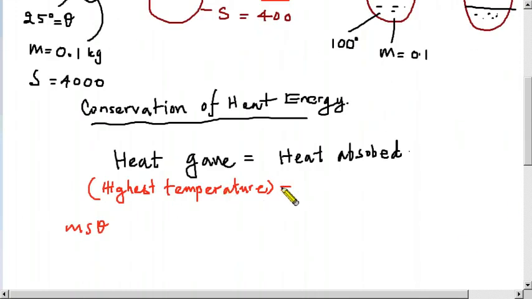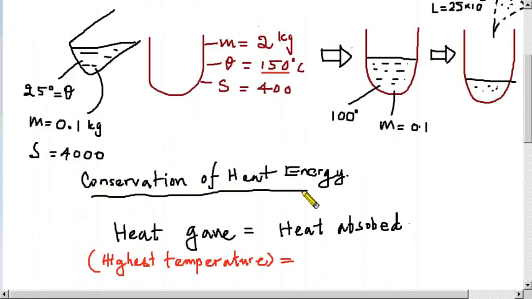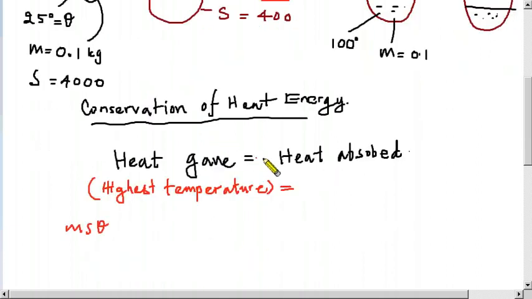Who is absorbing heat? The materials which are at lower temperature. In this case there is only one material, only water. It is at 25 centigrade, which is a lower temperature than this 150. So therefore water absorbs heat.